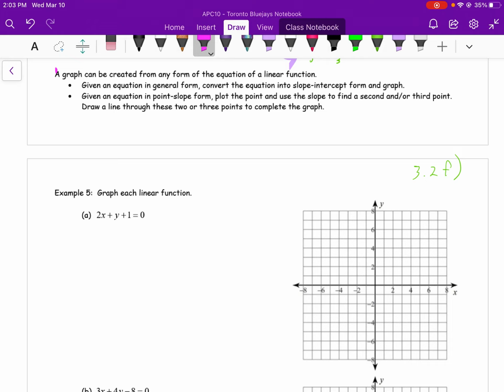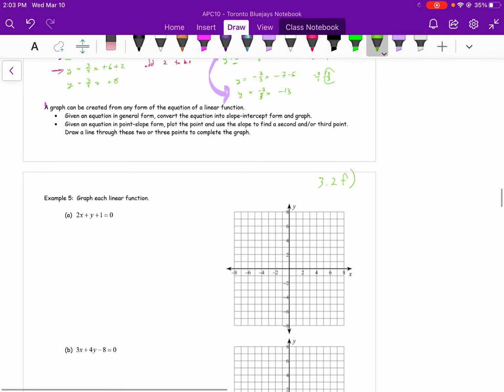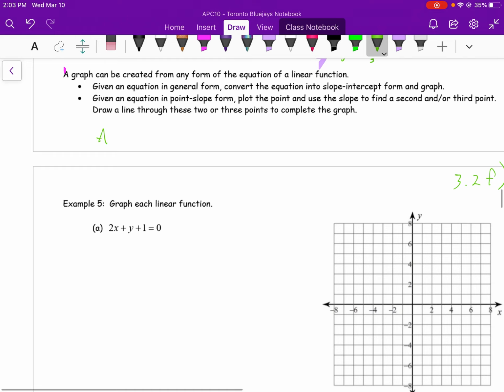Okay. So given a graph in general form, what does general form mean? If it's in the form of ax plus by plus c is equal to 0. So given a graph in general form, how do you graph it? Well, you change it to another form. General form's really, really bad. So if we're given something in general form, we try to change it to slope-intercept form. Fair enough. Seems plausible. We've done that, actually.